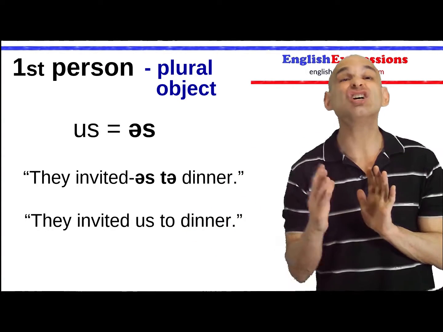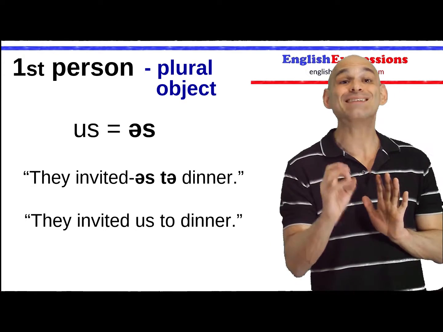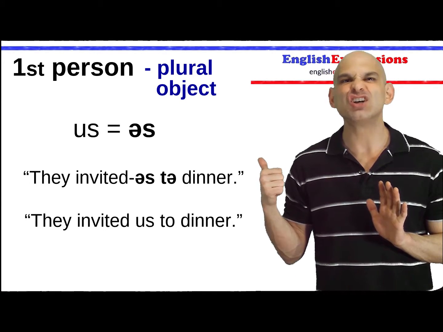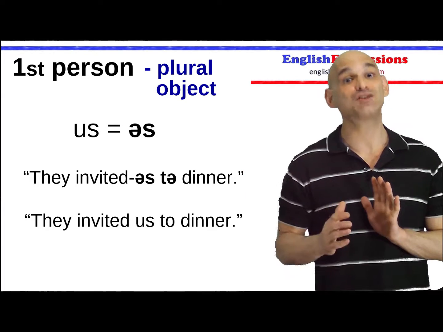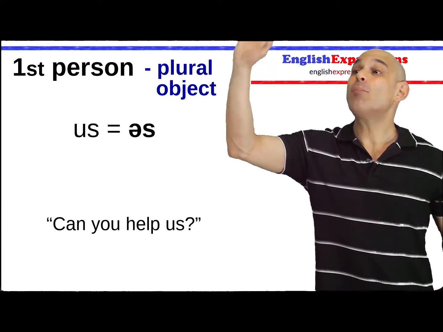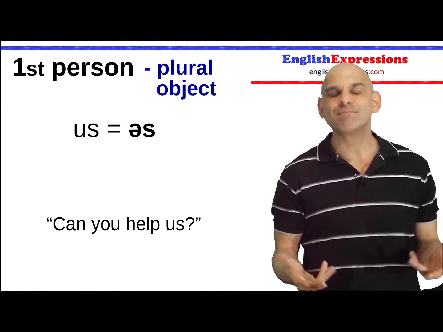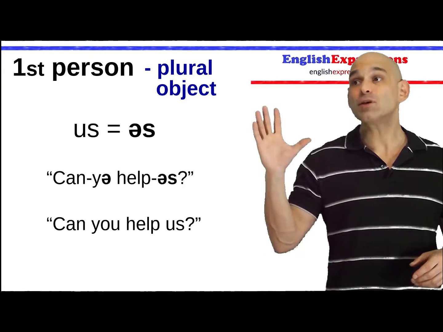They invited us to. To is a function word. It's a preposition. We don't say to, we say to dinner. They invited us to dinner. Can you help us? A native English speaker wouldn't say that. Can you help us?